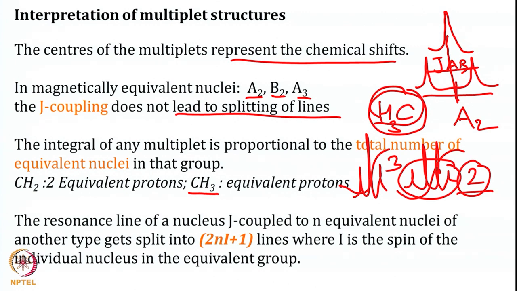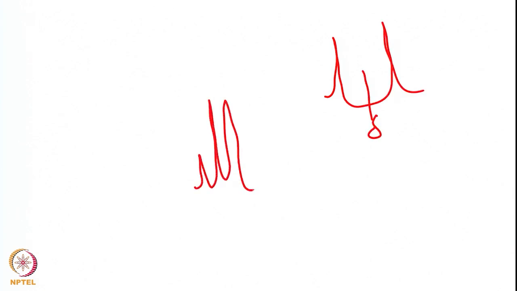Next, the resonance line of a nucleus J coupled to N equivalent nuclei of another type gets split into 2NI+1 lines, where I is the spin of the individual nucleus in the equivalent group. I will just explain each of these points one by one. The first thing we mentioned is that for the splitting of these two peaks, the chemical shift will be at the center. Second, we mentioned that whatever the splitting is, the integral will match the number of protons contributing towards this signal.